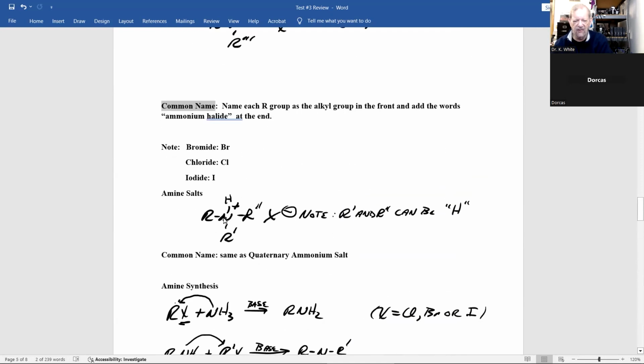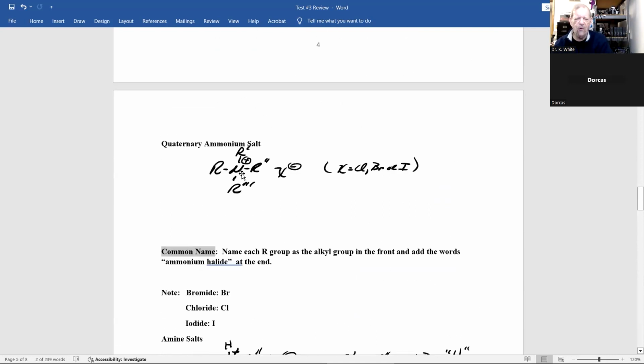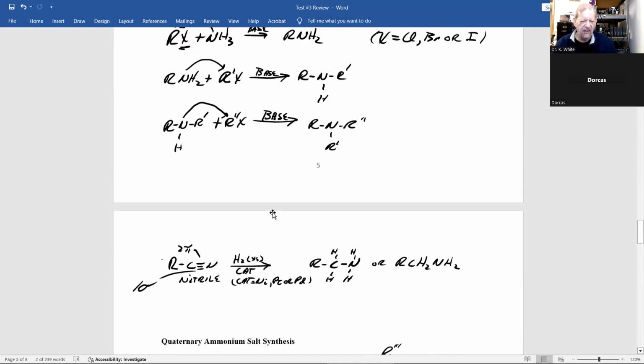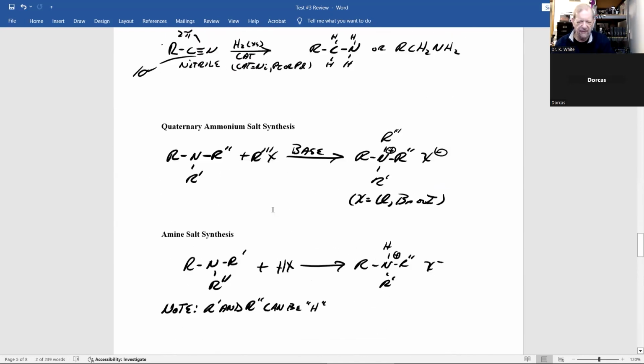Amine salt: hydrogen plus 3 R groups, 4 bonds. Quaternary ammonium salt: 1, 2, 3, 4 R groups, 4 bonds to nitrogen. But for amines and amides, you only have 3.